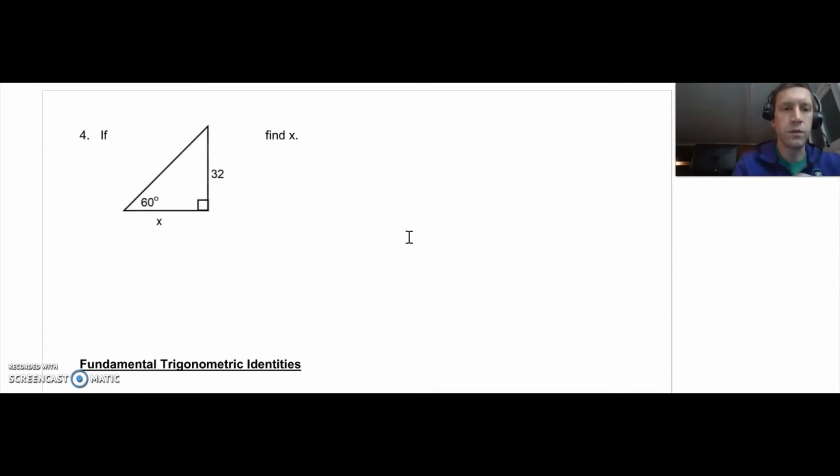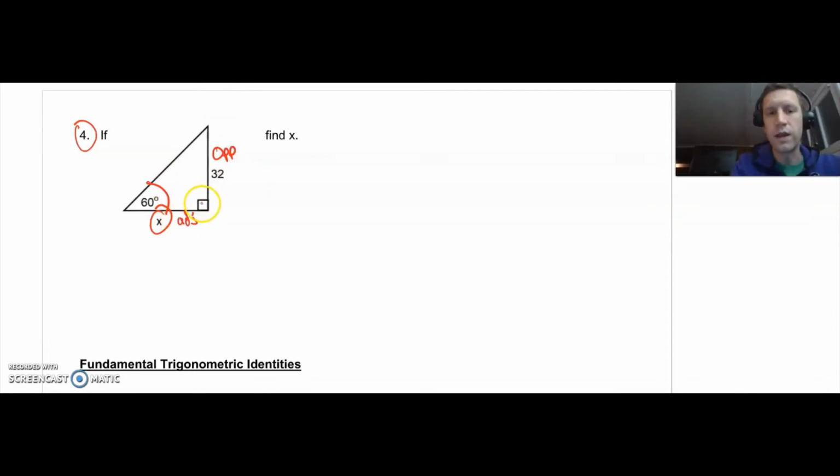Okay, for number 4, let's see, find x. There it is, right? Okay, so what I want to do is, here's theta, here's the angle we're talking about. What information do I know? I know the opposite, and what I'm looking for is adjacent.